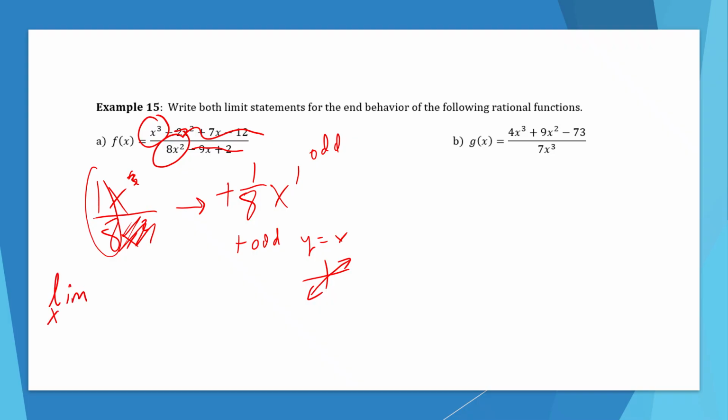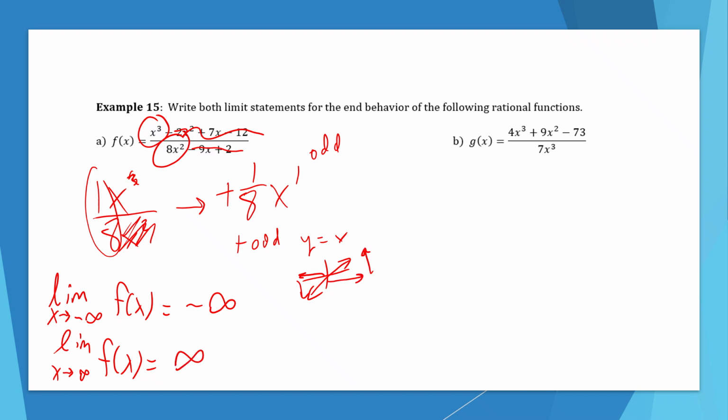So the limit as x approaches negative infinity and the limit as x approaches positive infinity for f of x. Let's write that in for both of those. Here, as we go to the left, this is going down to negative infinity. And as you're going to the right, this is going up to positive infinity. So that's going to be our answer for example 15.